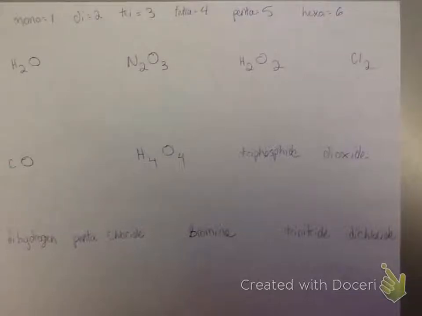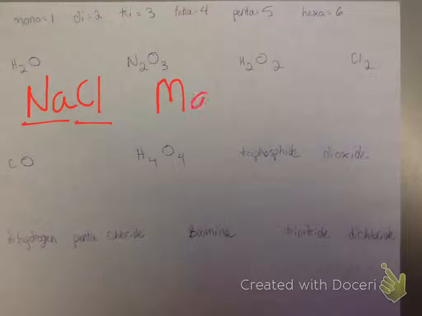All right, here we are going to be naming and writing covalent compound names. If you remember, I told you that ionic compounds are going to be made of a metal and a nonmetal. So, for example, NaCl, metal, nonmetal, ionic compound. MgBr2, okay, metal, nonmetal. Covalent compounds are going to be made of two nonmetals.